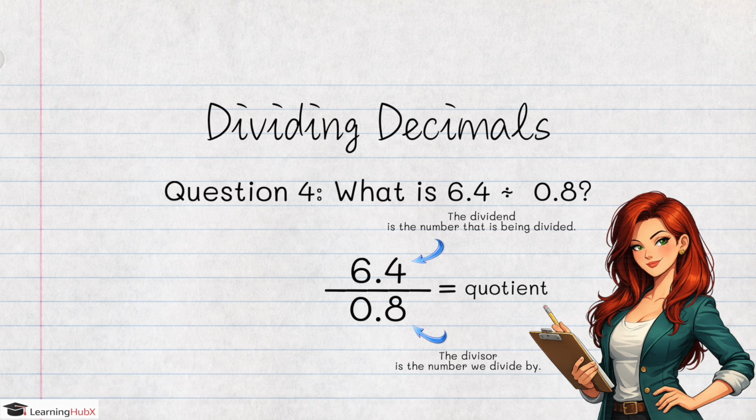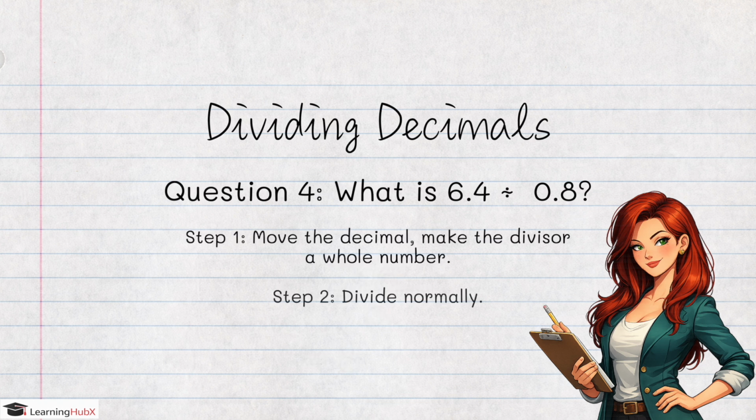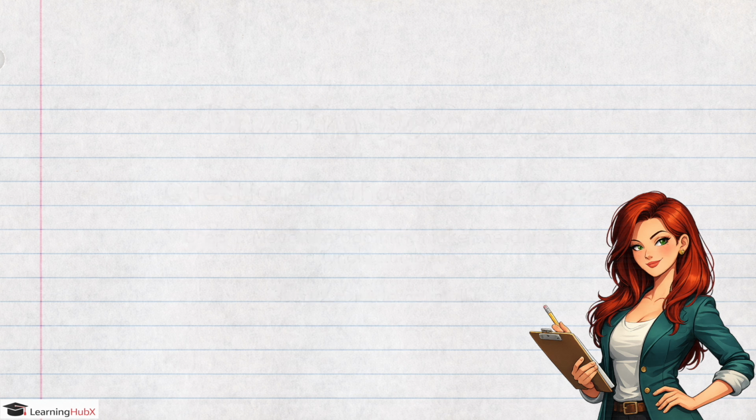First, we make the divisor a whole number. In this case, 0.8 times 10 equals 8. But when we move the decimal in the divisor, we must also move the decimal in the dividend the same amount. So 6.4 times 10 equals 64. Now the problem becomes 64 divided by 8, which equals 8. So dividing decimals is easy. Just move the decimal, make the divisor a whole number, and then divide normally.